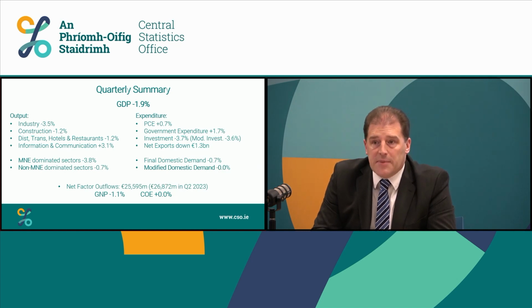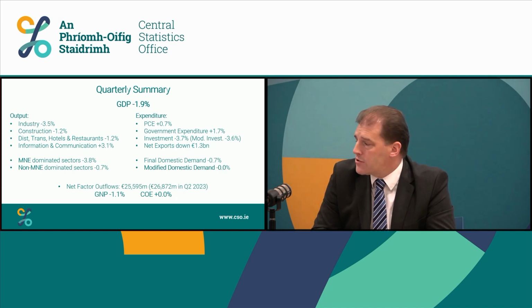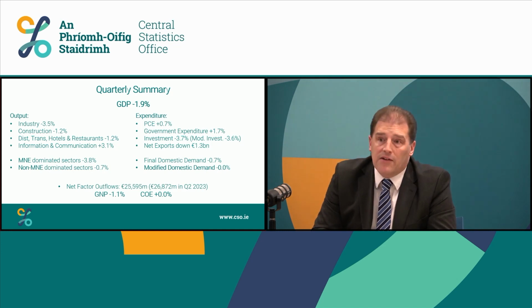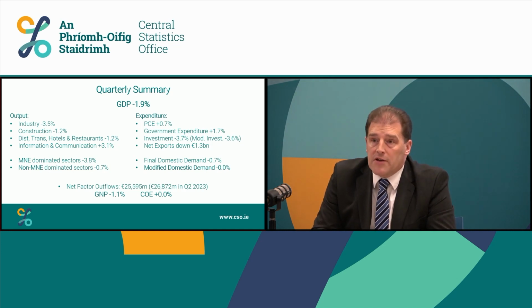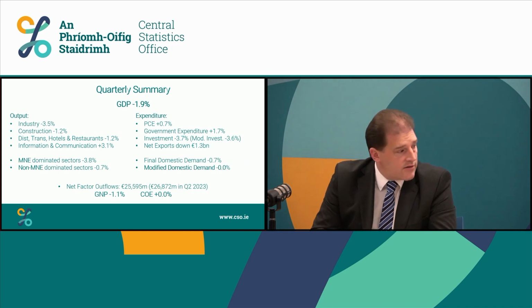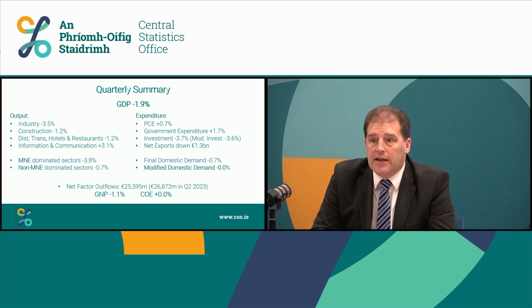On the expenditure side of the accounts, we have consumption up marginally, government expenditure up 1.7%, and then modified investment down 3.6%, giving us a modified domestic demand, or modified measure on the expenditure side, which is largely flat, close to zero. The wage bill is also showing a flat result of zero, and the foreign profit outflows are down marginally over the last quarter. So I'll hand over to John now for the international accounts.